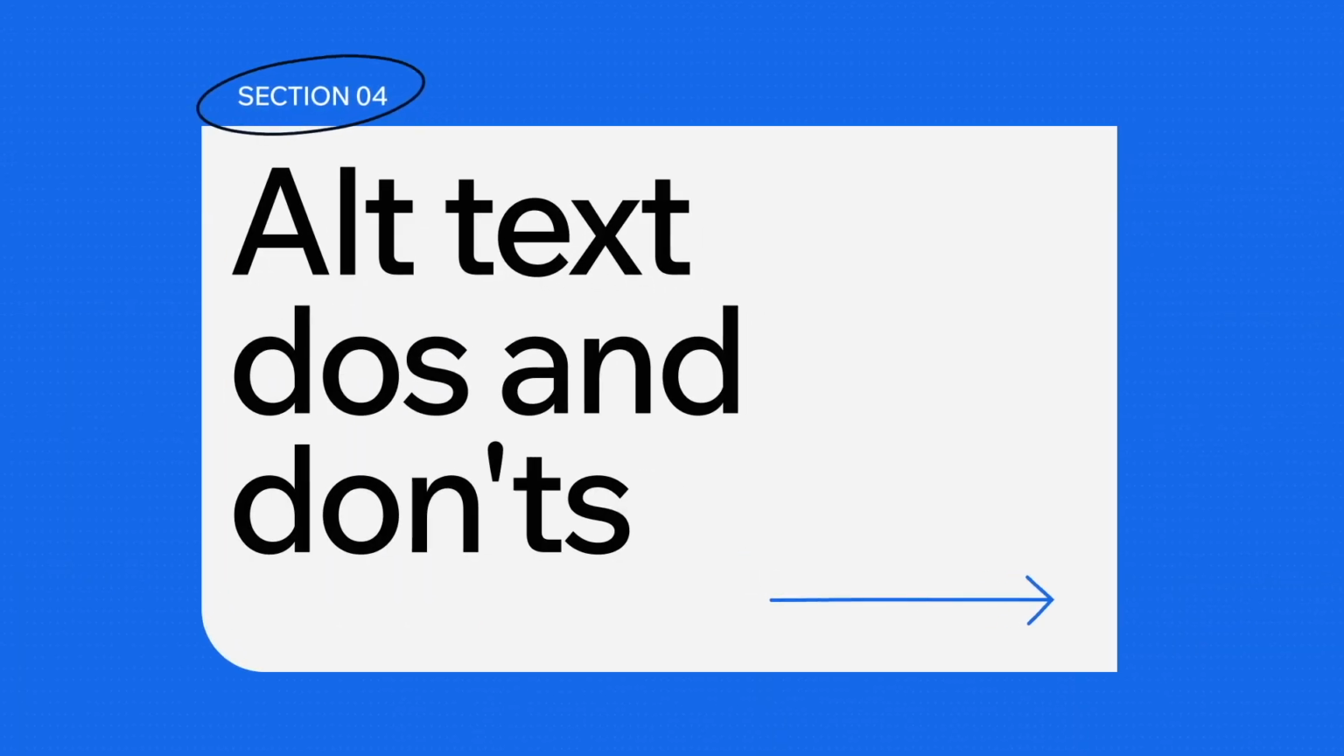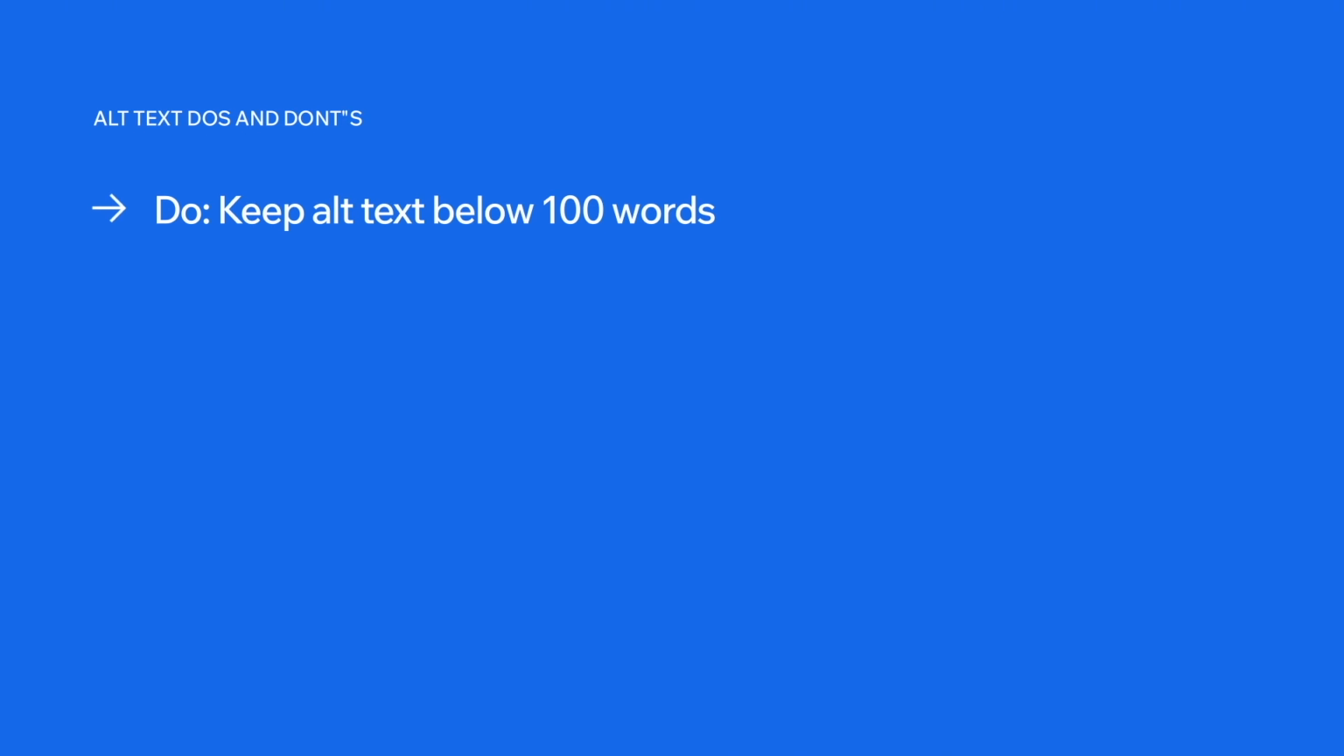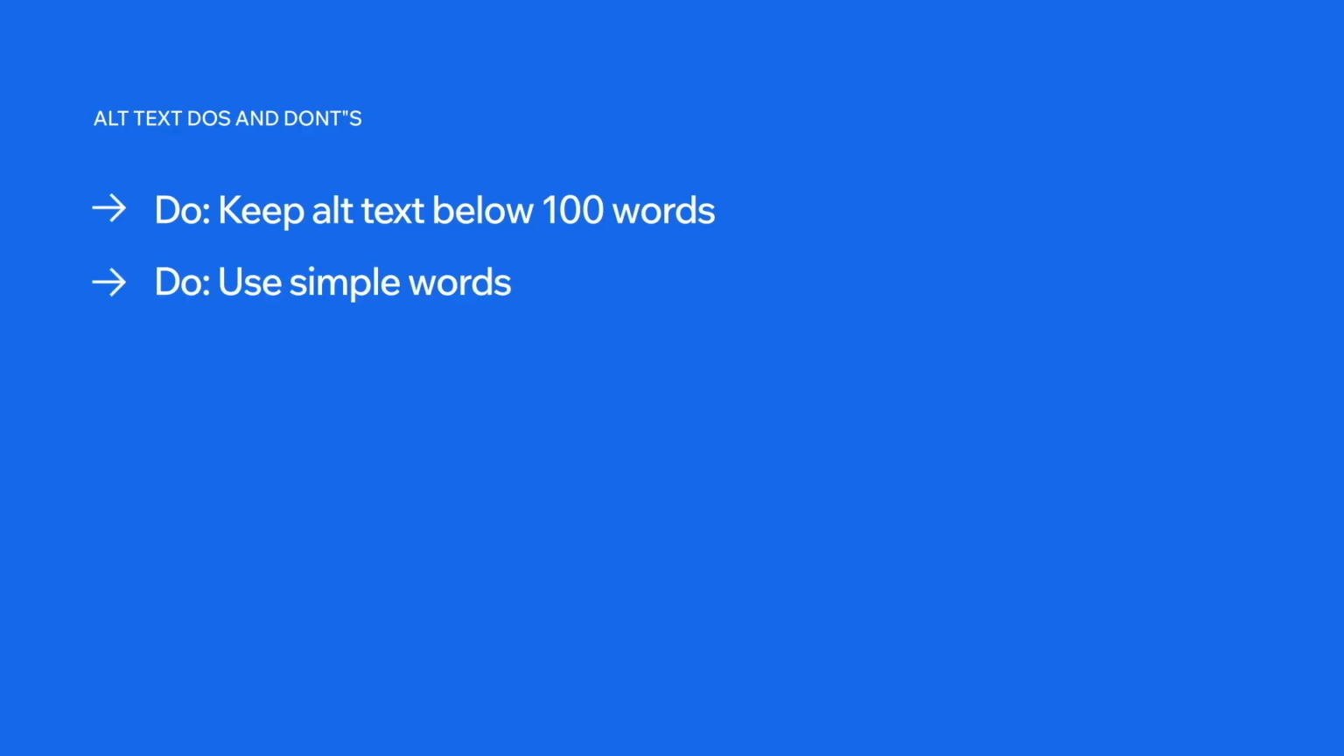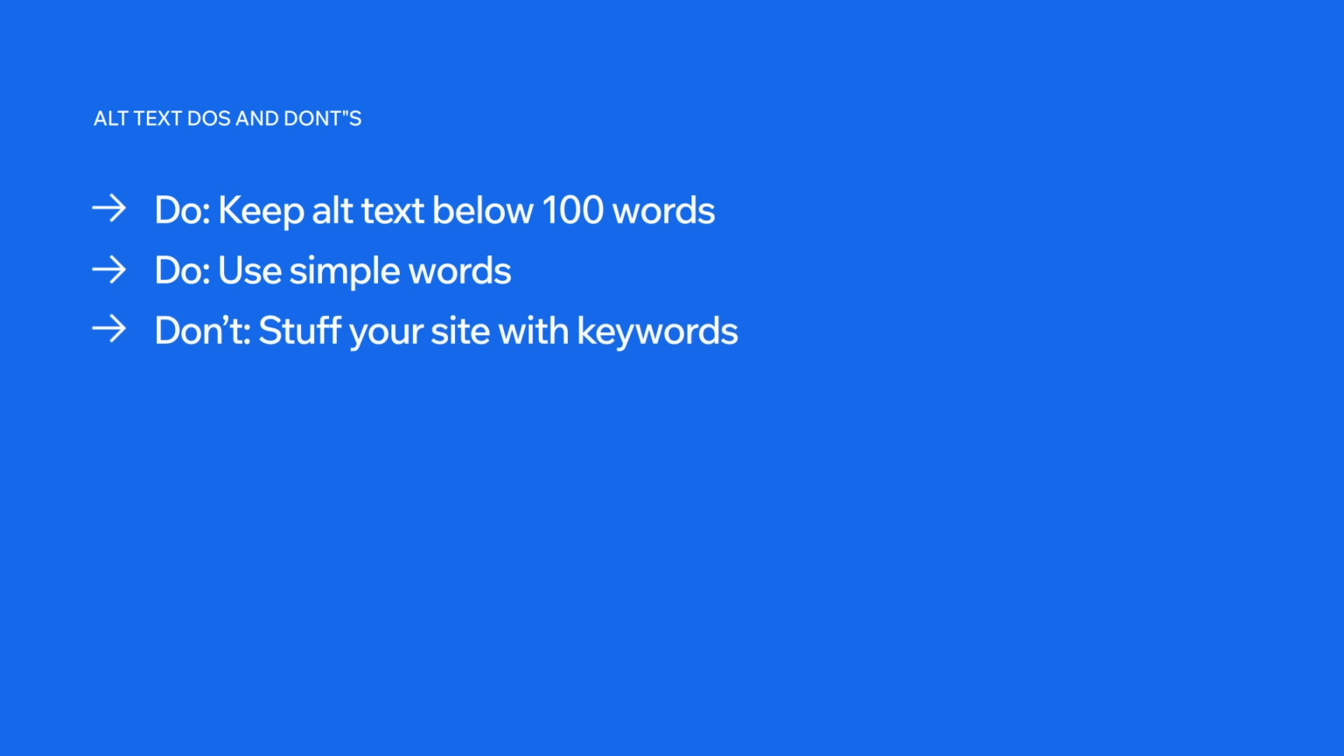There are a few more do's and don'ts that you should be aware of. Do try and keep your alt text below 100 words, because any more than that can actually disrupt your user experience and your flow. Also use simple words. First of all, they're shorter, so they save your characters, but also they're easier to understand. Don't keyword stuff. If you're trying to capture an audience for your bakery website, don't add bread, white bread, brown bread, spelt bread, just to get that keyword.